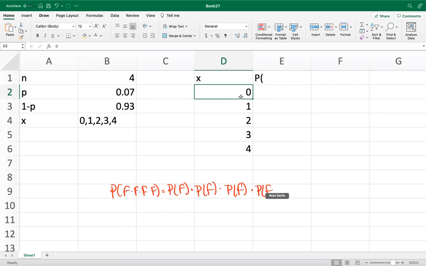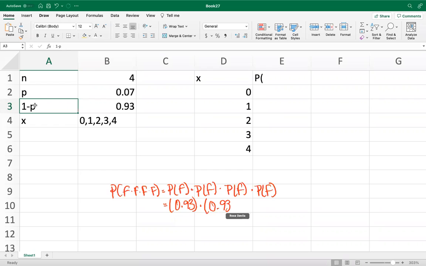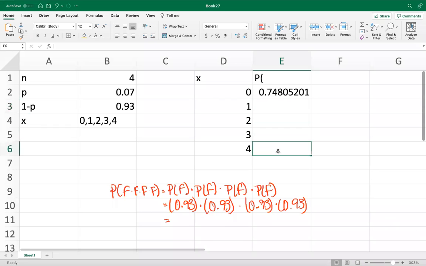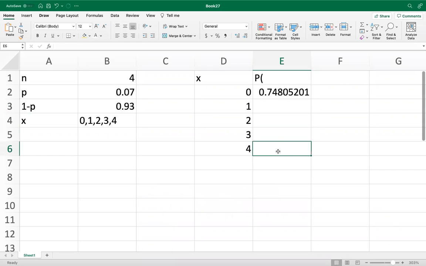And the probability of failure is 1 minus P. So this is going to be 0.93 times 0.93 times 0.93 and one more 0.93. And from here, that's all we really have to do. So this is going to be equal to 0.93 raised to the power of 4. And this last one's going to be pretty easy as well, because where this one was the probability of failure, this last one's going to be the probability of success.